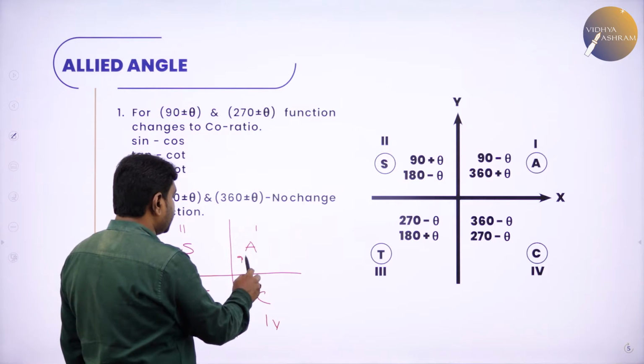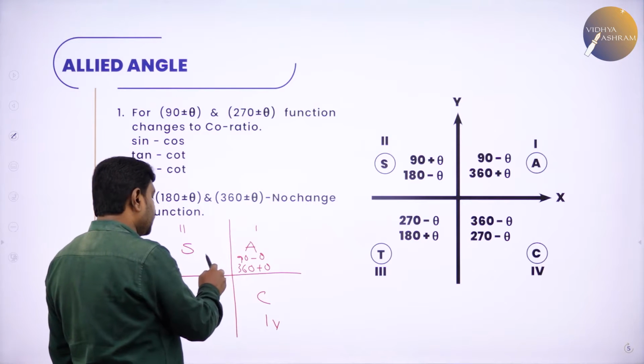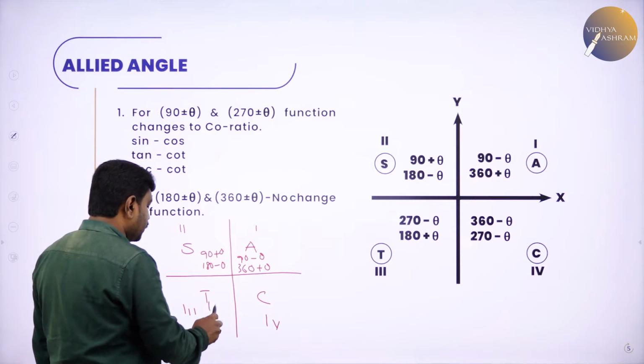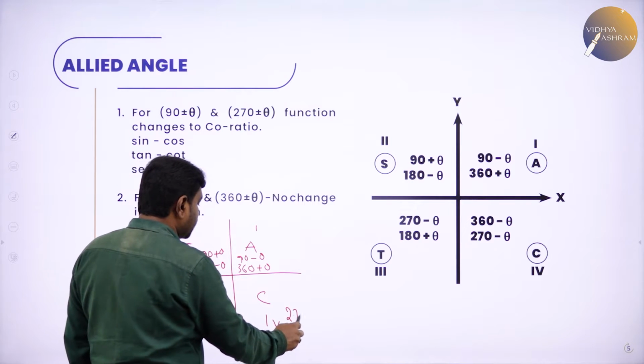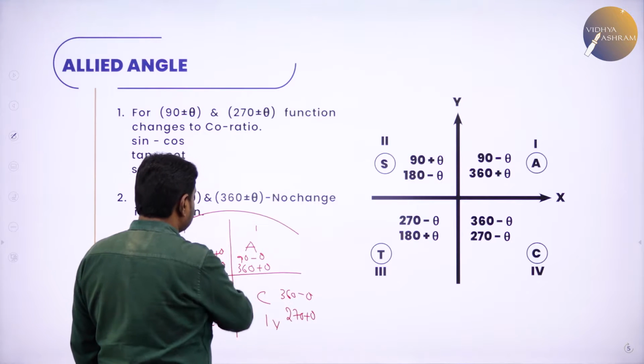Then the first quadrant is what? Before 90 degrees: 90 minus theta and 360 plus theta. Second quadrant: 90 plus theta and 180 minus theta. Third quadrant: 180 plus theta and 270 minus theta. Fourth quadrant: 270 plus theta and 360 minus theta. This is the quadrant system you should learn.